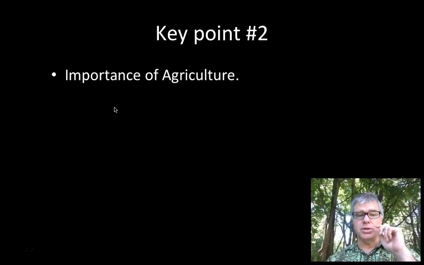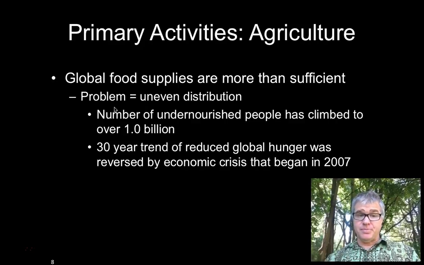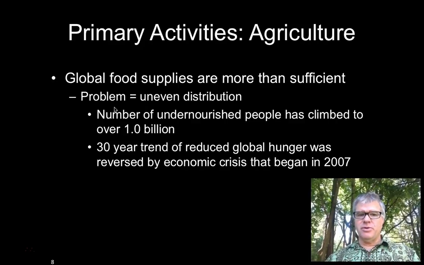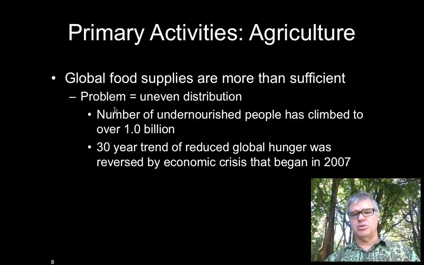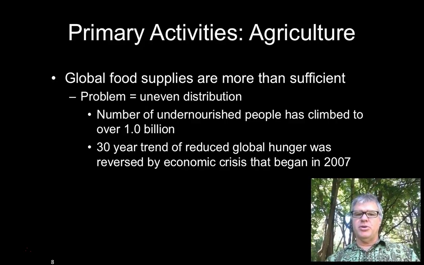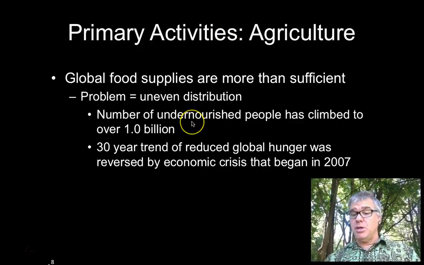Okay, key point number two, the importance of agriculture. As we talked about in the population module, global food supplies right now are more than sufficient. The problem, of course, is uneven distribution. So the number of undernourished people is about 1 billion people. So we're talking about a sixth of humanity.